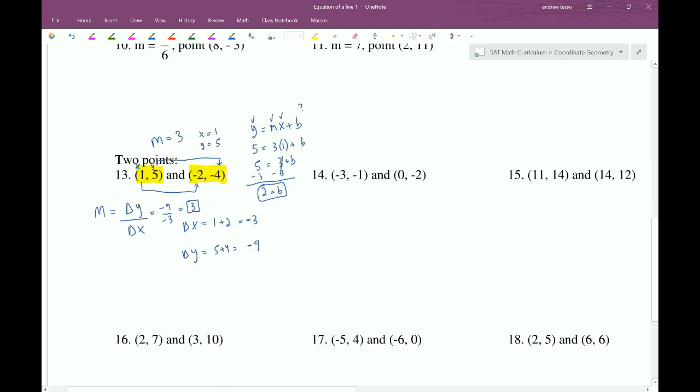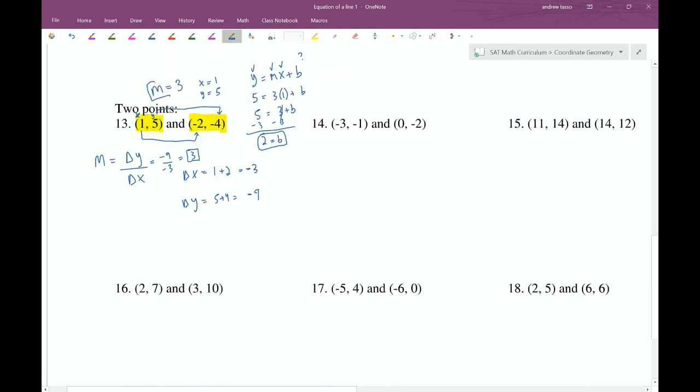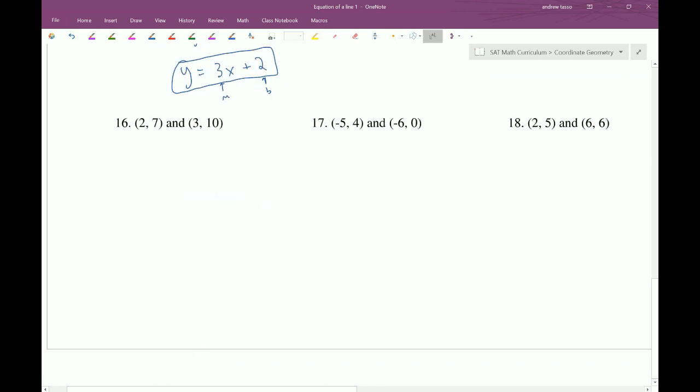Okay? So now, once we know m and we also know b, we can plug into the equation, and we'll find that it's y equals 3x plus 2. Right? mx plus b. That's the equation of the line. So now the next natural question that you might ask is, why are we doing this? What is the point of finding the equation of the line?